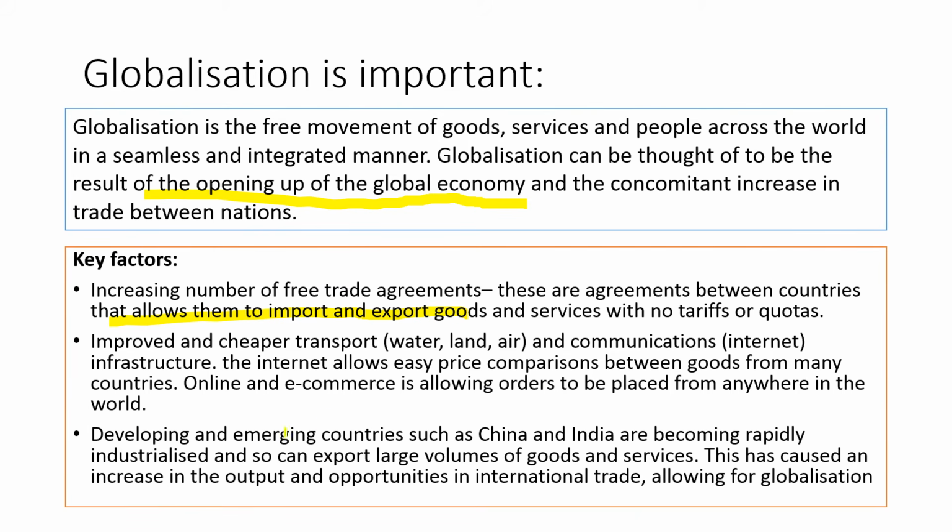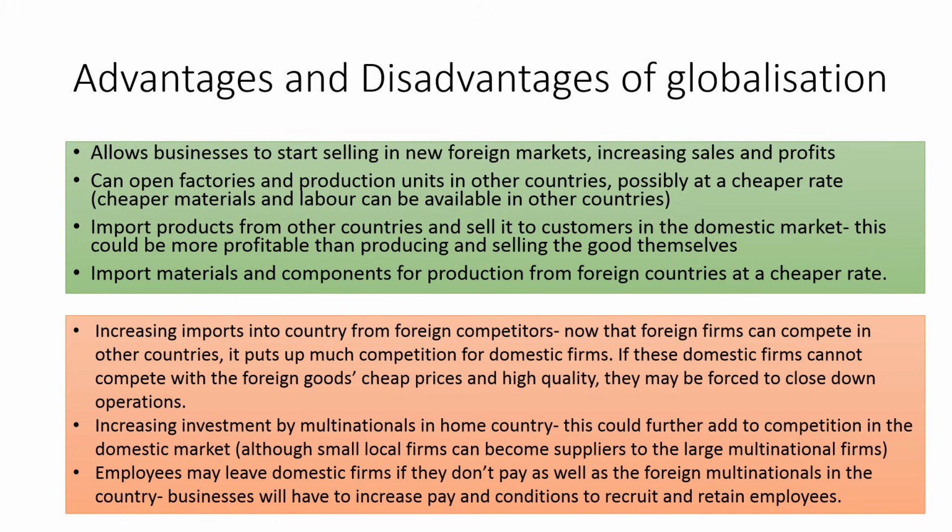Developing and emerging countries such as China and India are becoming rapidly industrialized, so they can export large volumes of goods and services. This has caused an increase in output and opportunities in international trade, allowing for globalization. Now, like everything else, there are advantages and disadvantages to globalization.